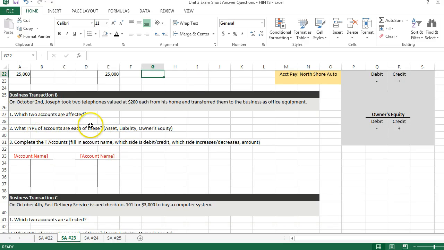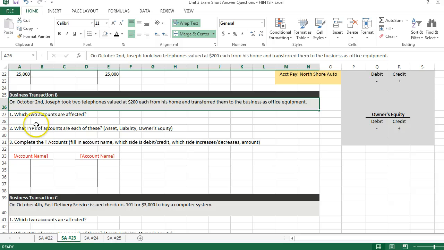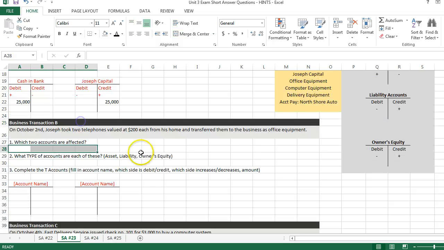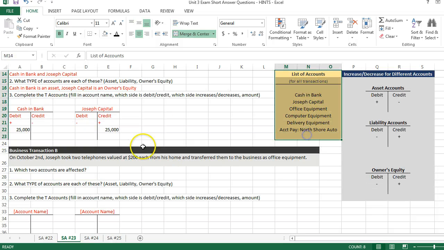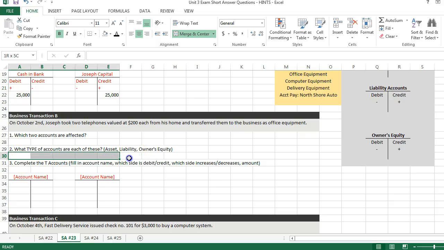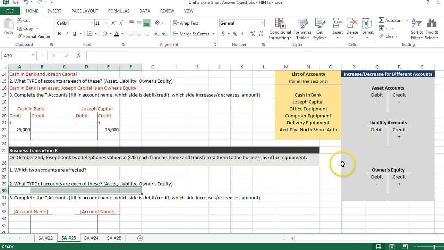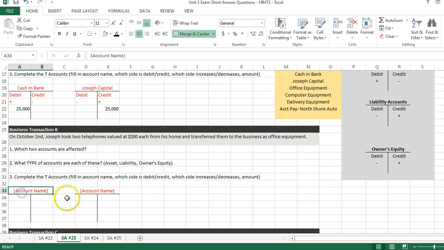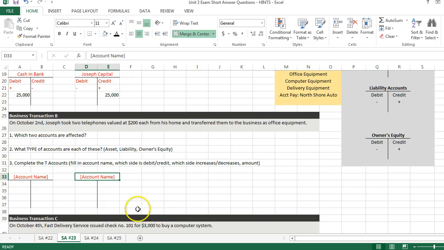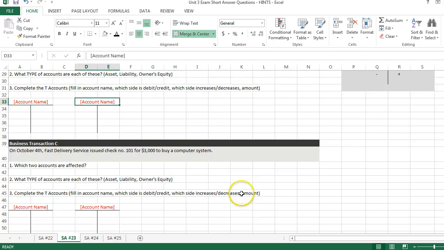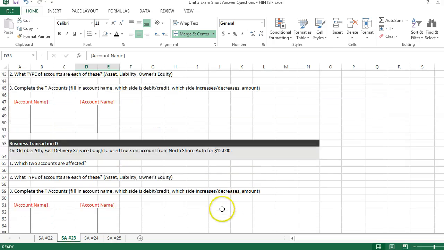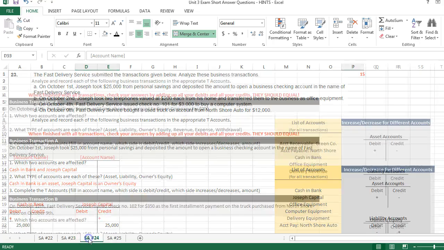So you're just going to read the transaction, decide which two accounts are being affected by going back to your list of accounts, deciding what type of accounts those are, and by now you should be using that little cheat sheet that I sent out, the PDF document highlighting different account names, and then completing the T accounts and the effect of the transaction on each of those T accounts and what that looks like. So there are 4 transactions in total for number 23.